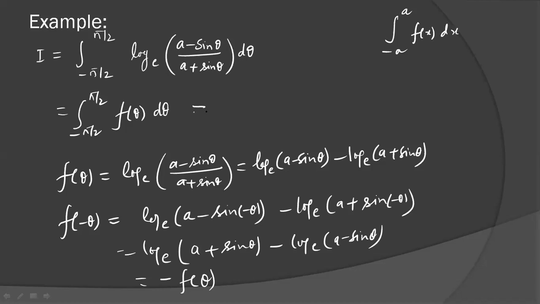If the function is odd, its integration is going to be 0. So it is a very useful property. When the function is even, you can write it as 2 times 0 to the upper limit. When the function is odd, the integration will be 0. Let's see the next property.